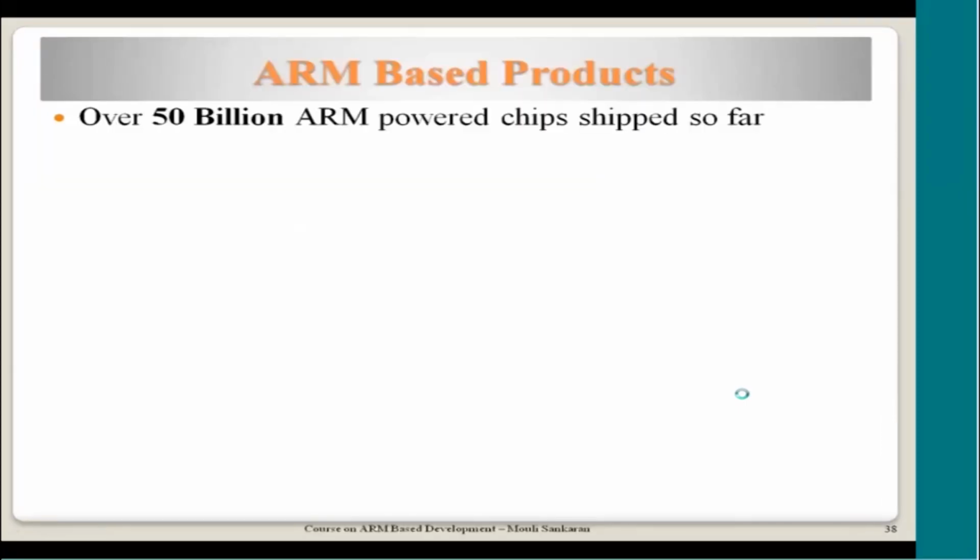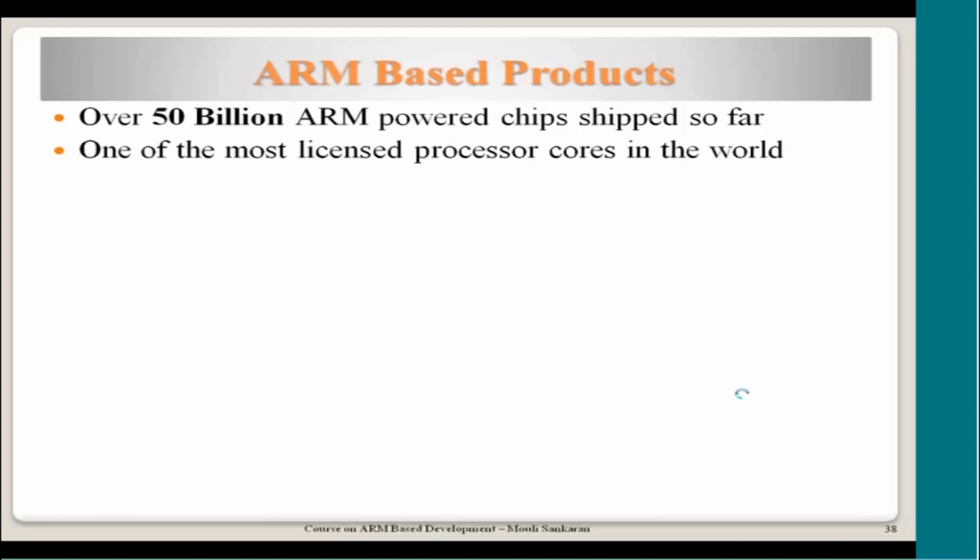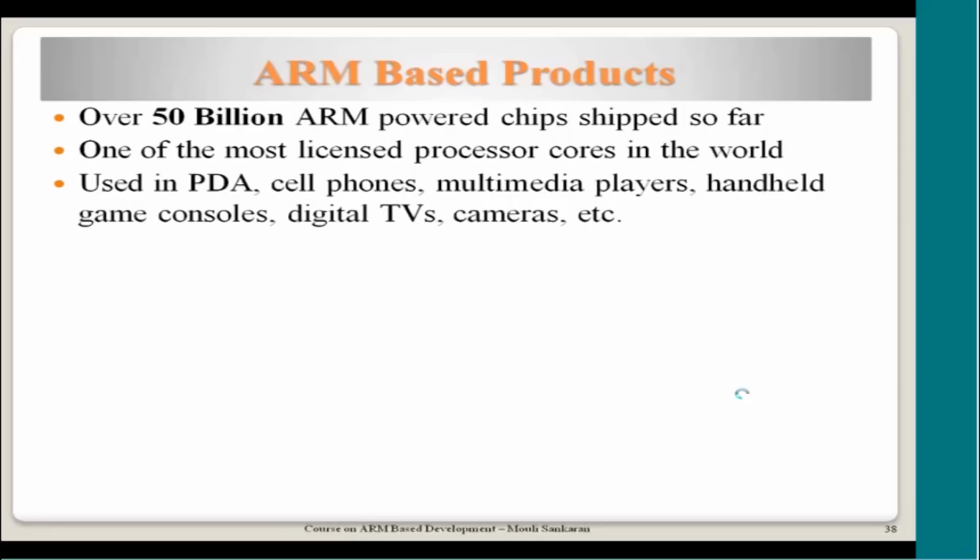So, what is the market landscape? This is the latest news in early 2004, that over 50 billion ARM-powered chips have already been shipped so far. This is one of the key achievements, I would say, for ARM-based systems. Now you understand how important knowing ARM is, because it is all over the world, and knowing the ARM processor architecture, understanding its features and knowing how to program using ARM will certainly help anybody in this embedded area to be successful in the market. This is one of the most licensed processor cores in the world, and it is used in any embedded product that you come across.